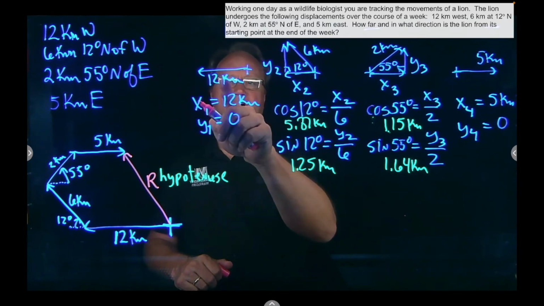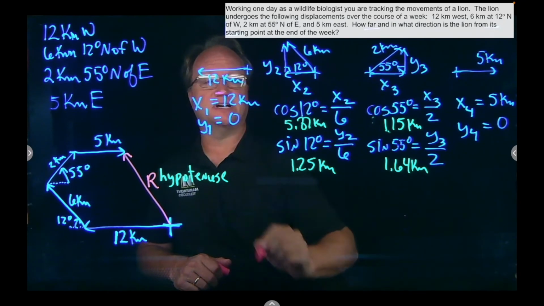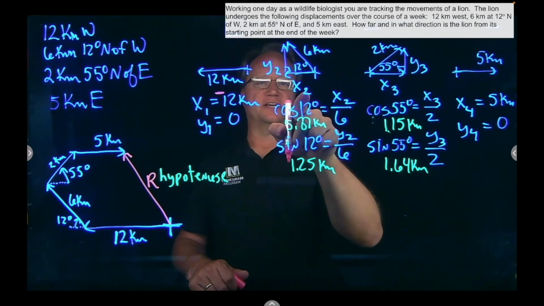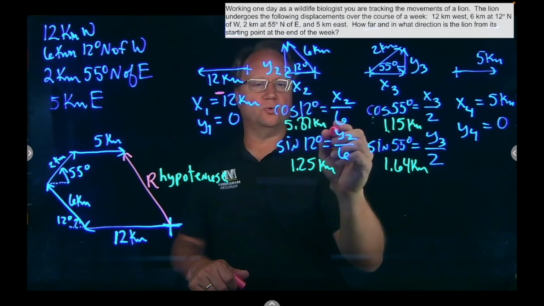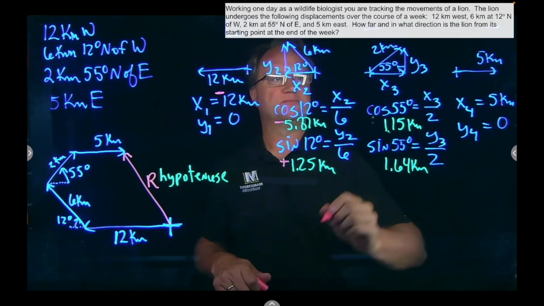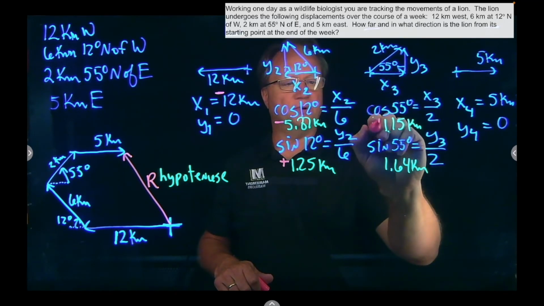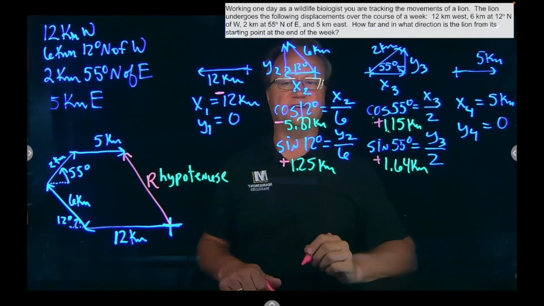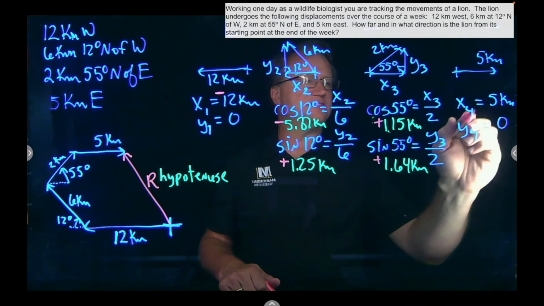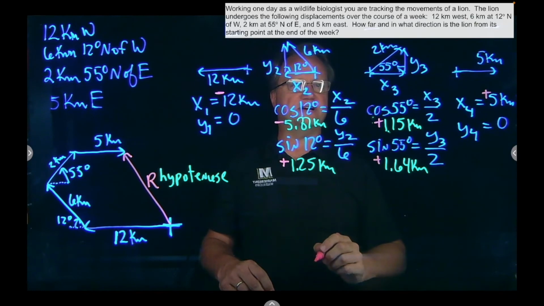Now, before we can proceed, we have to check the signs of different things. Well, the 12 kilometers is west. We're going to have to put a negative sign on that. On our second one, we've got a west and a north, so this will be negative, this will be positive. On our third vector, we're east and north. Both of these are going to be positive values. And then our last vector is east, so that's going to be a positive value.